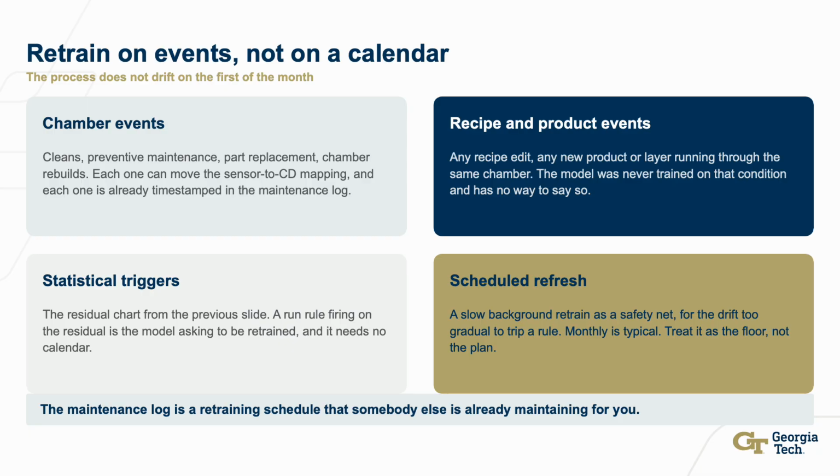And underneath all of it, a slow background retrain. Monthly is typical. It catches drift too gradual to trip a rule: consumable aging, seasonal effects in facilities. Treat that as the floor, not the plan. The maintenance log is the retraining schedule that somebody else is already maintaining for you. Joining to it is one of the highest value things you can do on a virtual metrology project.